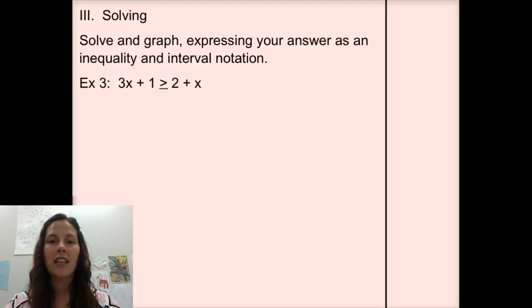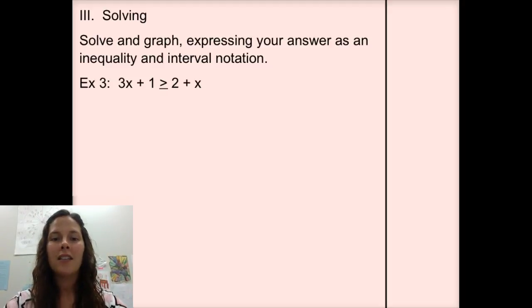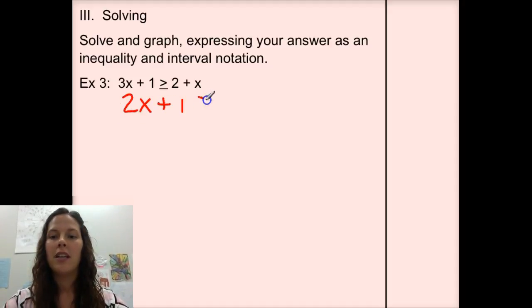So as I mentioned, I like to move the one with the smaller coefficient, so I'm going to subtract x from both sides, ending up with 2x plus 1 is greater than or equal to 2. Subtracting the 1 from both sides, we get 2x is greater than or equal to 1. And dividing both sides by 2, we get x is greater than or equal to 1/2.